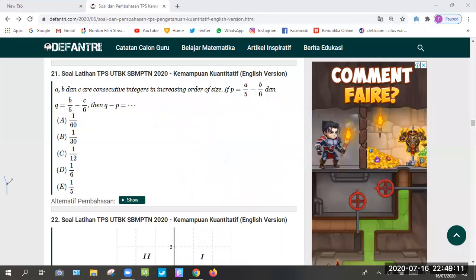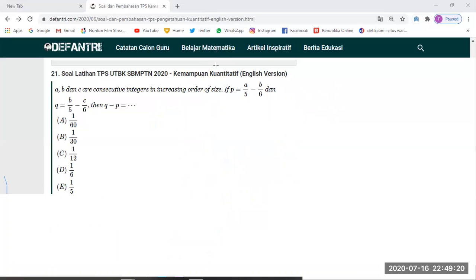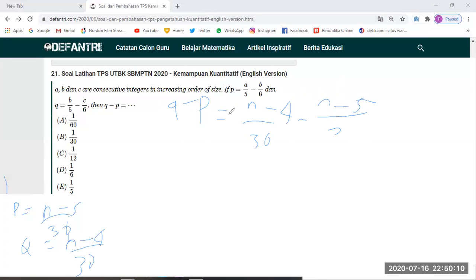I'm sorry, I'm just going to erase it first. So, okay, I'm just going to continue. We remember that P is n minus 5 per 30 and Q is n minus 4 per 30. Okay, we'll move on to what the real question is, because we already have the descriptions involved in solving the question. So Q minus P means n minus 4 divided by 30 minus n minus 5 divided by 30.